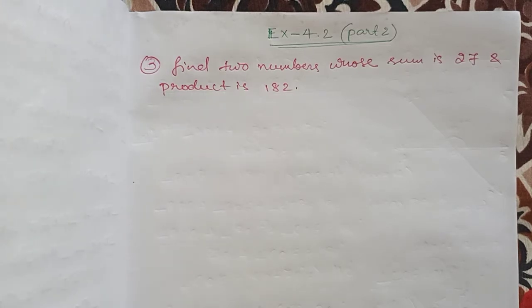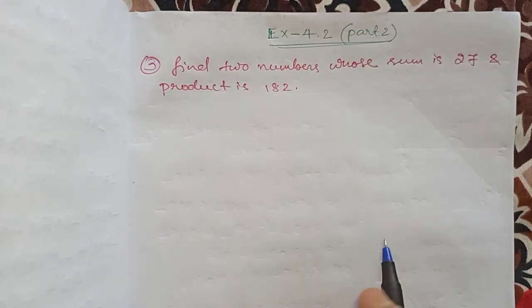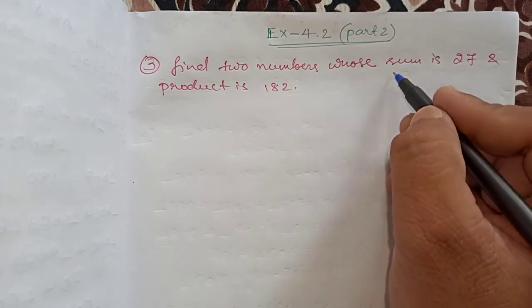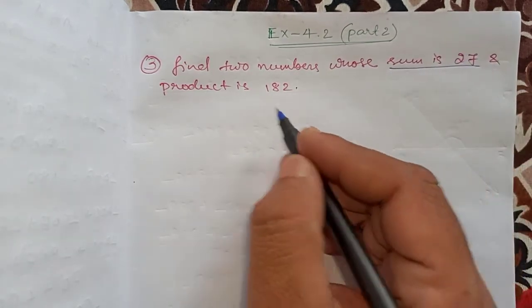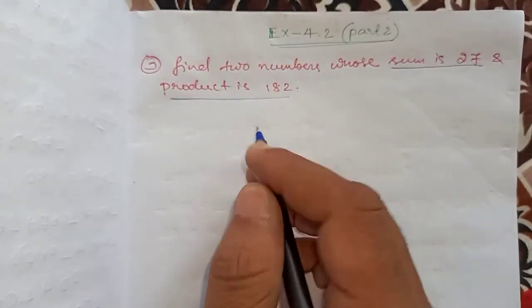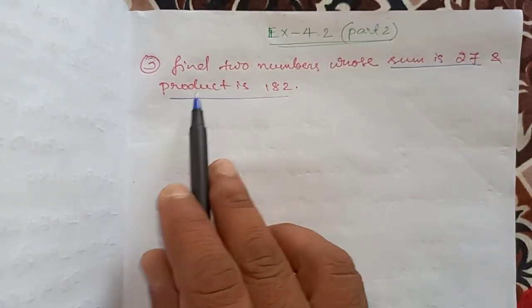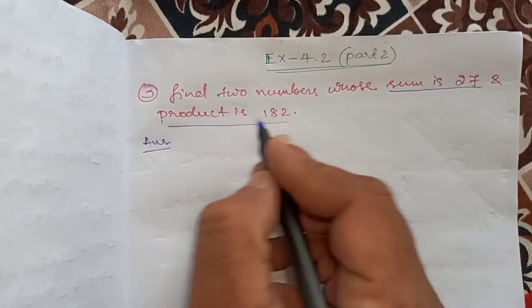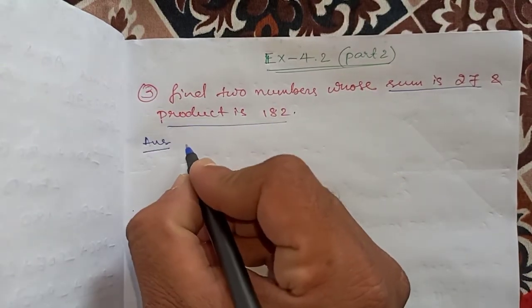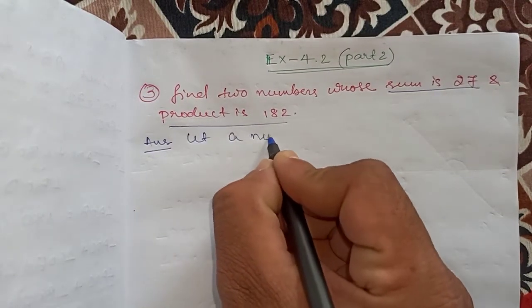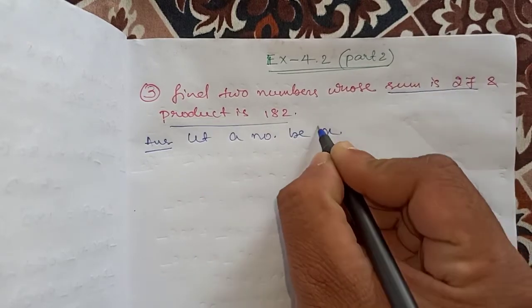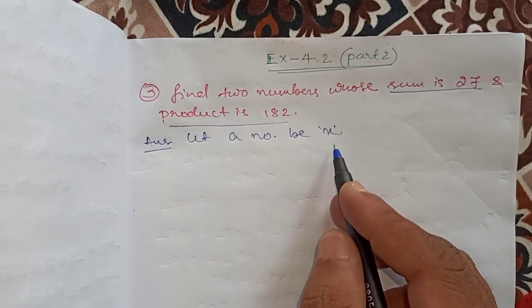In question number 3 it is given: find two numbers whose sum is 27 and product is 182. We have to find out two numbers whose sum will give us 27 and product will give us 182. We don't know any numbers from this. So first of all, let a number be x. One number we will take as x.